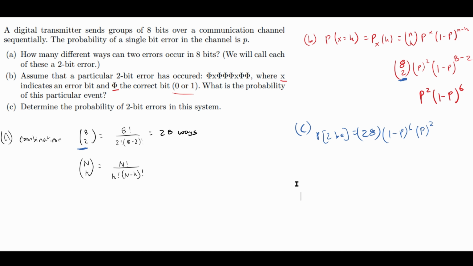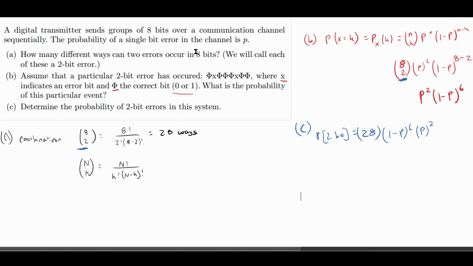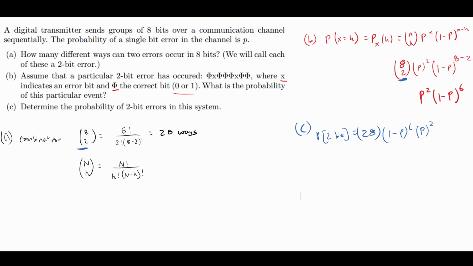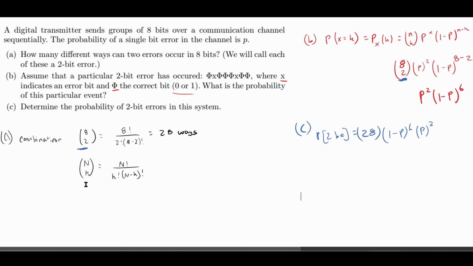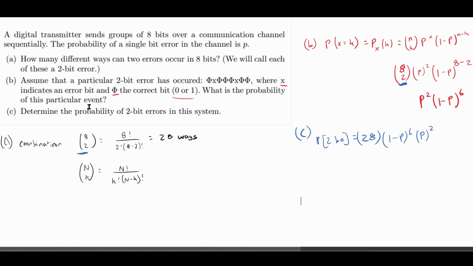So in part A, it says how many different ways can 2 errors occur in 8 bits? We will call each of these a 2-bit error. Well, for something like this, where we ask how many different ways this can happen, we're going to use combinations, very similar to permutation, but the combination is for something where the order of selecting elements makes no difference. It makes no difference how we select these, because we always have 2 errors in these 8 bits.